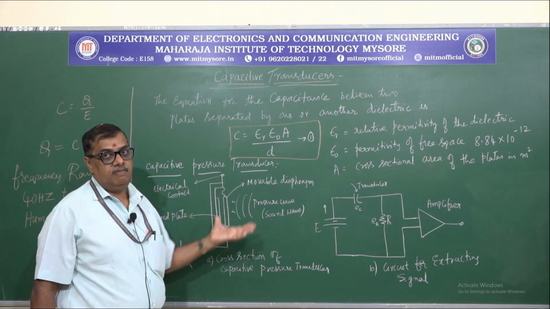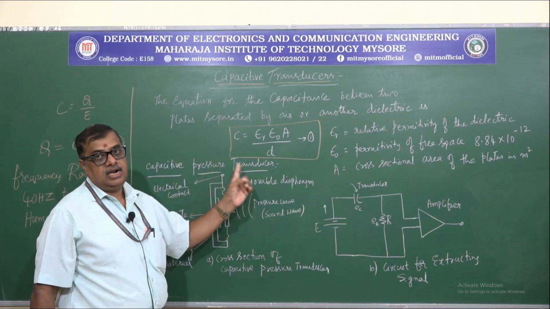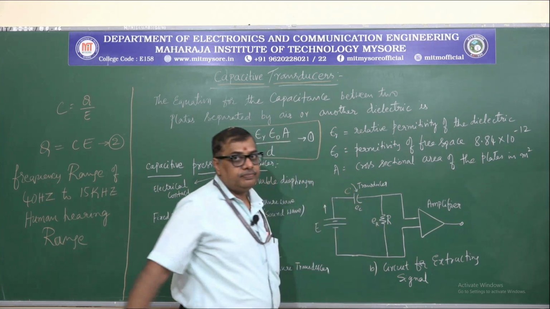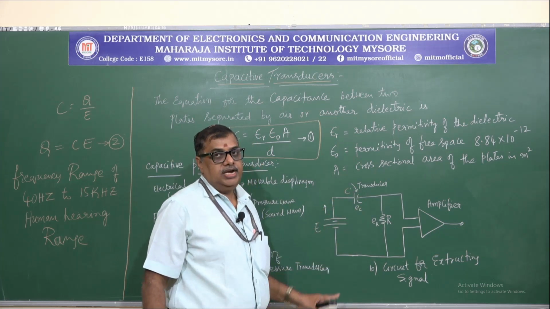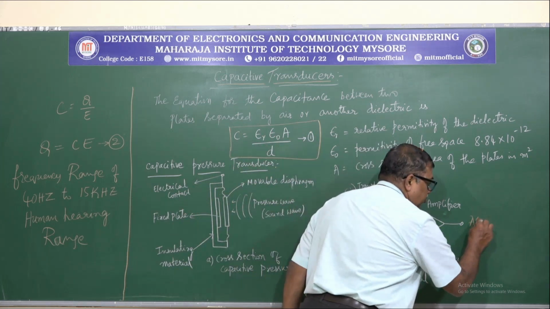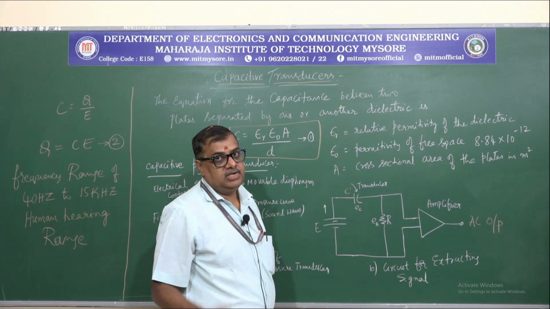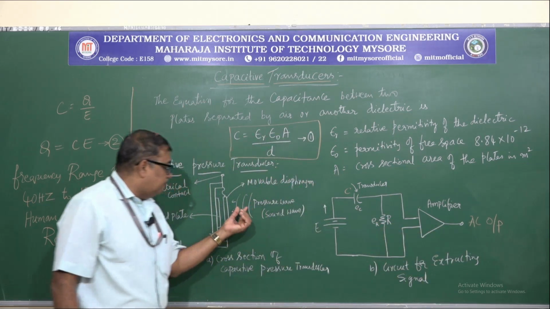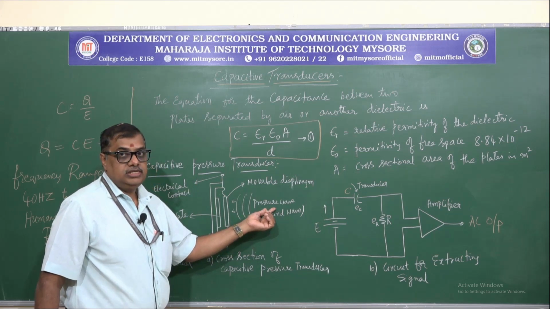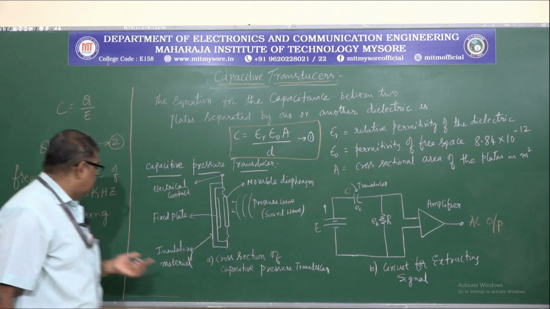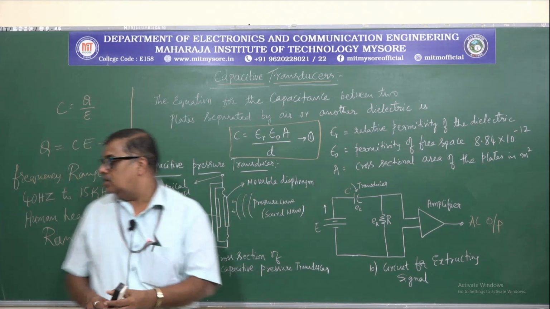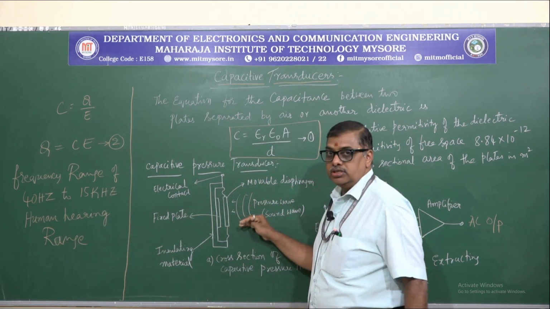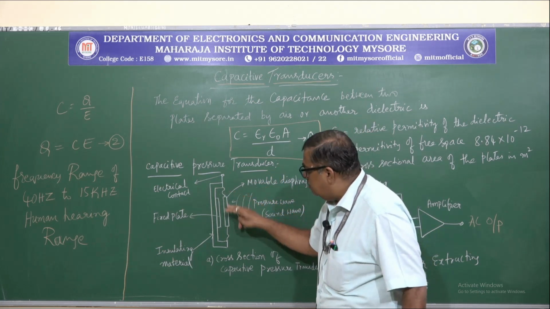Here the capacitor is the key element. That is why it is called a capacitive pressure transducer. As you see here, there are two elements, one is the capacitor, another one is R. Whenever R and C elements are present in a circuit, it is usually an AC variation, and we get AC output. Since it is a diaphragm movement and the pressure wave is a sound wave, what will be the frequency? The lowest frequency is 40 hertz and the highest frequency is 15 kilohertz.